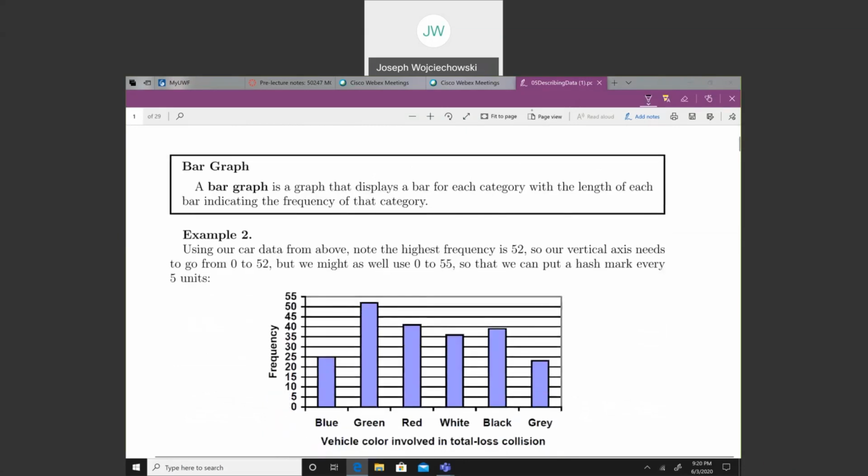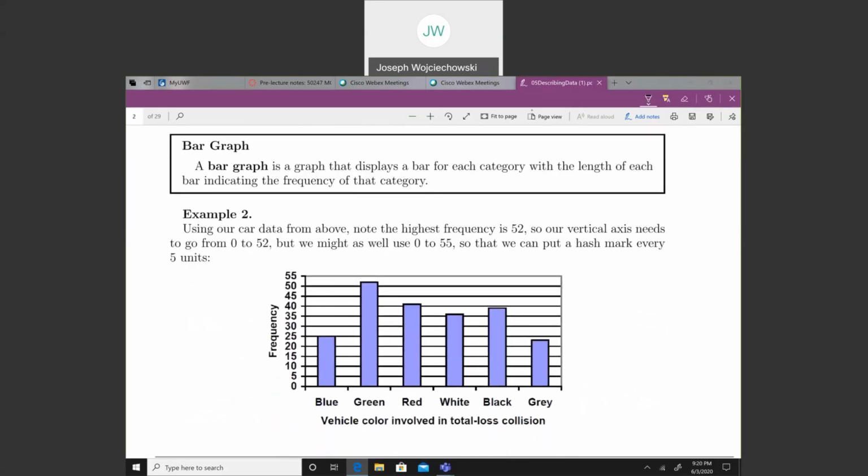So a bar graph is a graph that displays a bar for each category with the length of each bar indicating the frequency of that category. Using our car data from above, note the highest frequency is 52, so our vertical axis needs to go from 0 to 52, but to keep it neat, we might as well go to 55. So we put a hash mark for every 5 units.